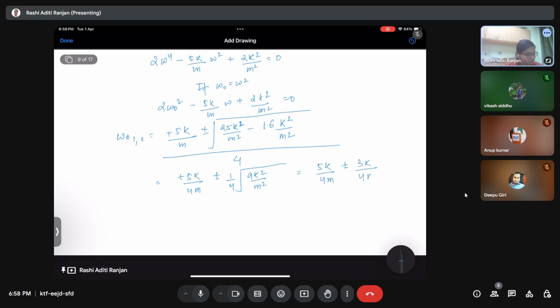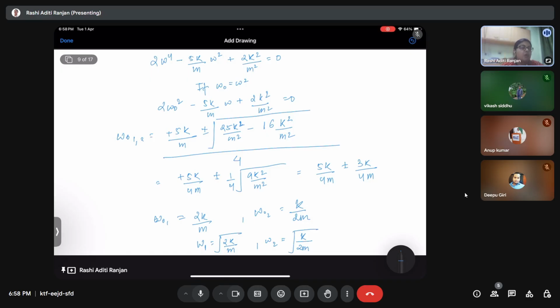Okay, so what are we going to have? We'll have omega naught 1 as 5 plus 3, 8, 8k by 4m, 2k by m. And second, we are going to have 2k by 4m, so k by twice of m. From here, what are we going to get? We're going to get omega 1 as under root 2k by m and omega 2 as under root k by 2m. These are the two modal frequencies. So this was what we were trying to find out.